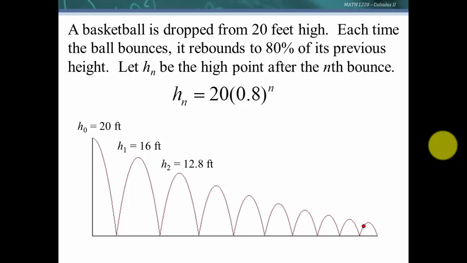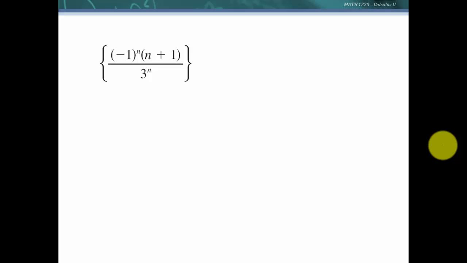The height for the nth bounce would be the 20 where it started times 0.8 to the n. Then we could find the height of the 9th bounce by taking that 20 times 0.8 to the 9th, which would be 2.7 feet. This is a sequence that lists the height for each of these terms, and we've got a formula so we could find it for any given term.